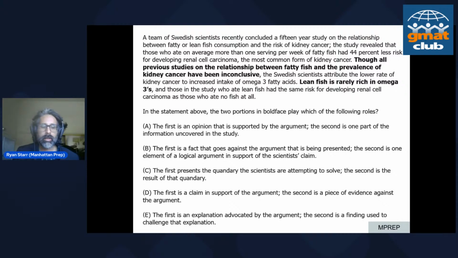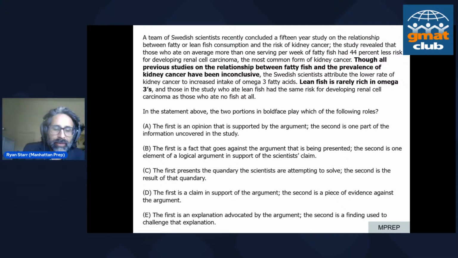Sweet. One person going on record in favor of B. C's got some love as well. Some more B's though coming in. Ooh, strong support for B, it looks like. All right. Cool. Let's discuss B versus C, because those are our two chosen answers.